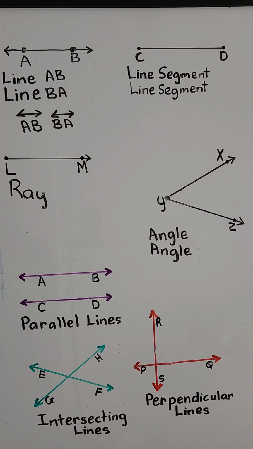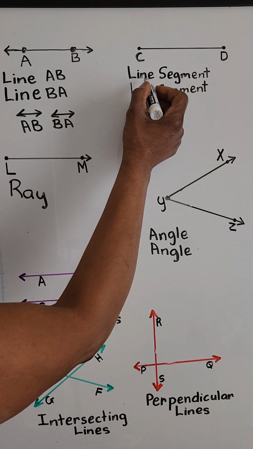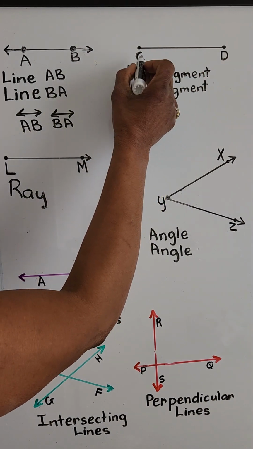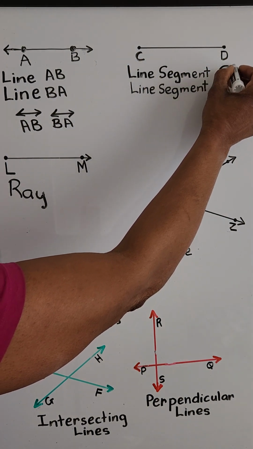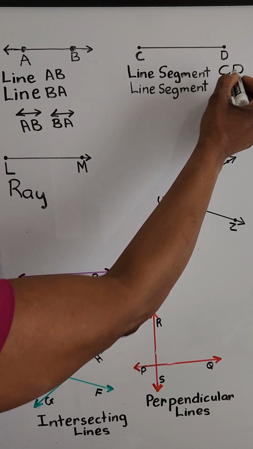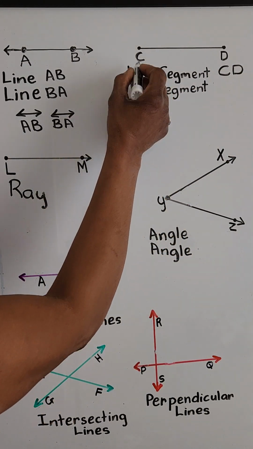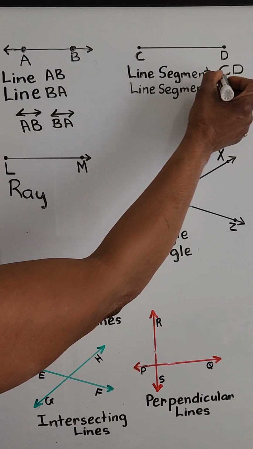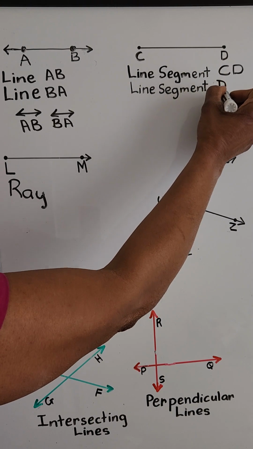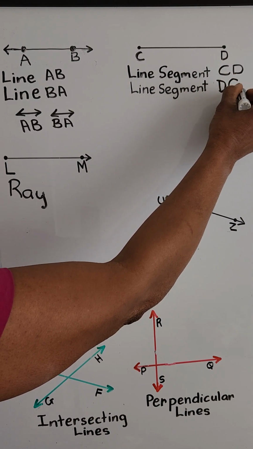Next, we have a line segment. A line segment has a starting point and an ending point. So here we have line segment CD. A line segment does not continue. It has a starting point and an ending point. We can also start at D and end at C, so it could also be line segment DC.